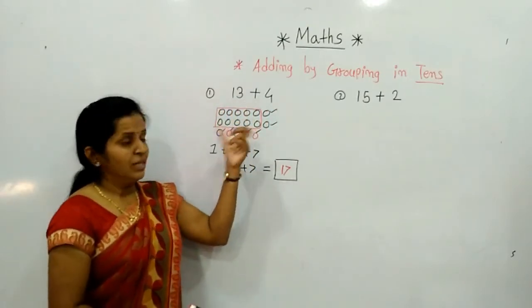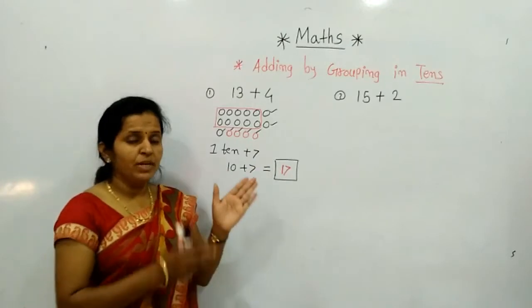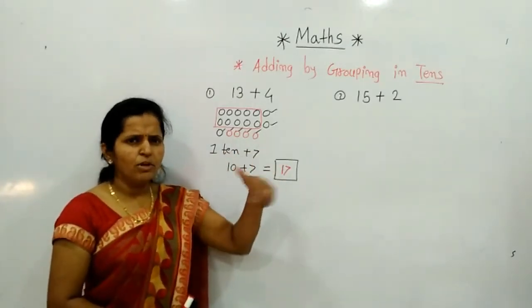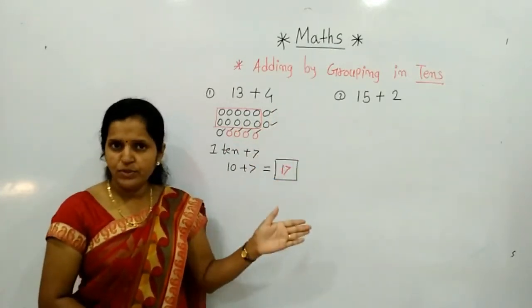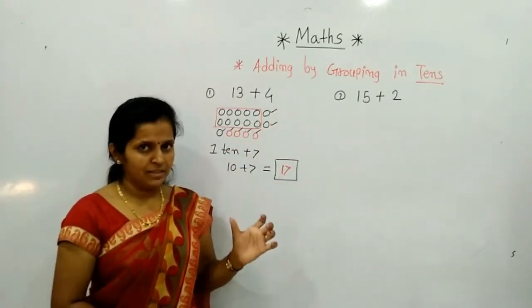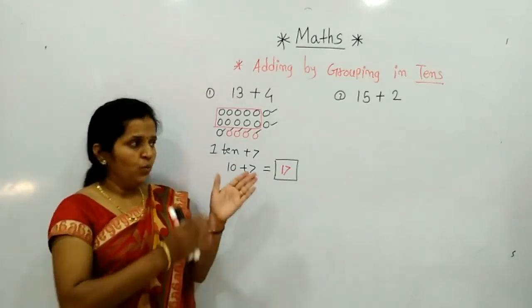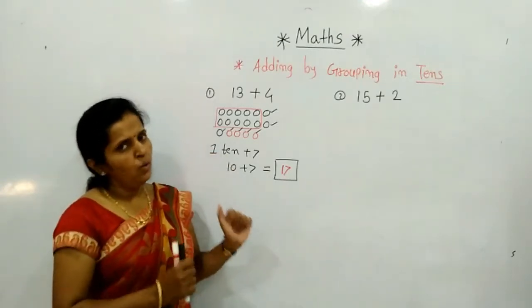Firstly, the number 13. We have learned previously to regroup the number. Whenever a number is given, regroup that number in tens, meaning draw that many circles, draw that many figures. And among those figures, circle the 10 things, because 1 ten means 10 ones. Whenever we make the group of 10 ones, it becomes 1 ten.